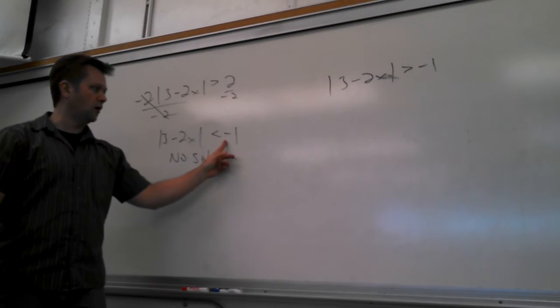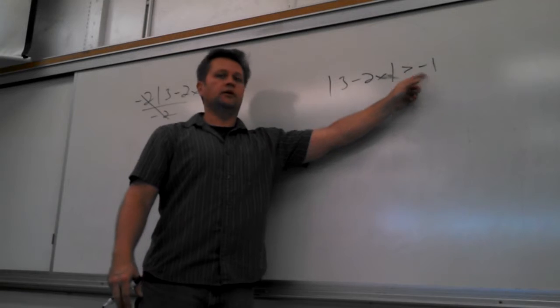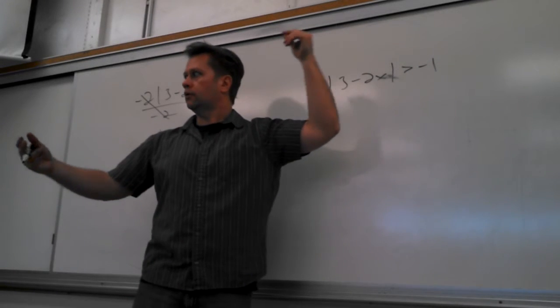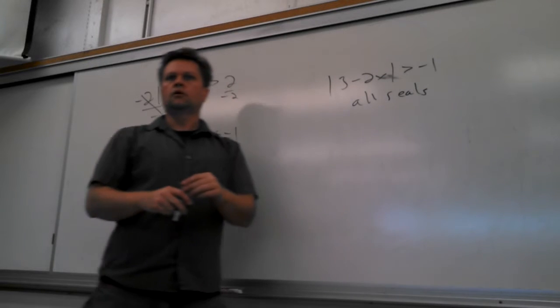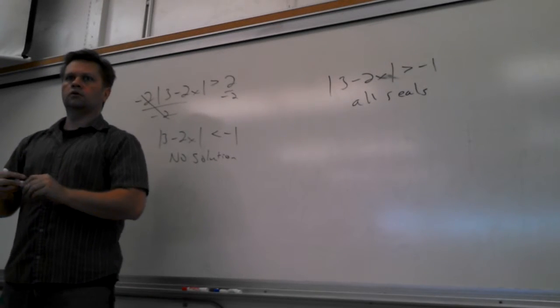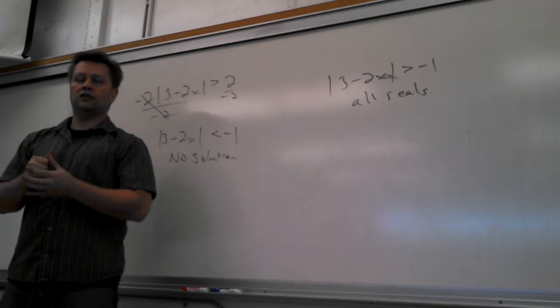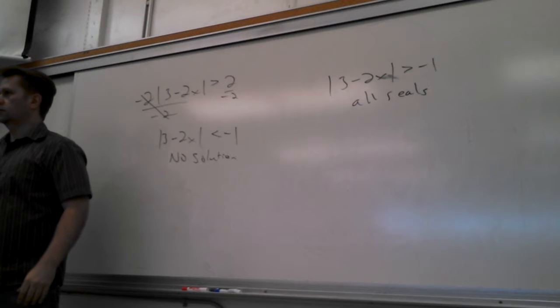So either it's going to be no answer, because it can't be less than -1, or it's going to be every real number, because it's got to be greater than -1. So this would be all real numbers if it did this to you. So you don't have to do work on that? No. You just have to look at it and see it's not a negative. If you did the work, you'd end up with some bogus results.